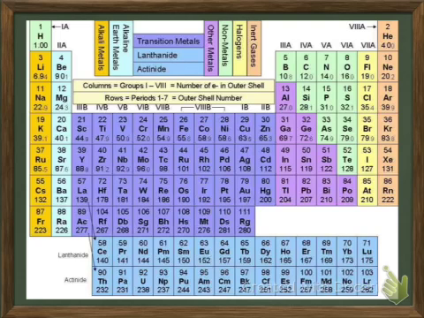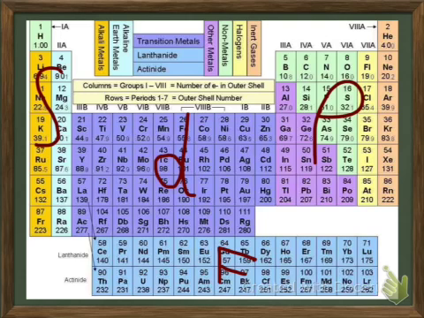There is a basic list of orbitals. There is the s orbital, the d orbital, and the p orbital, and the f orbital.